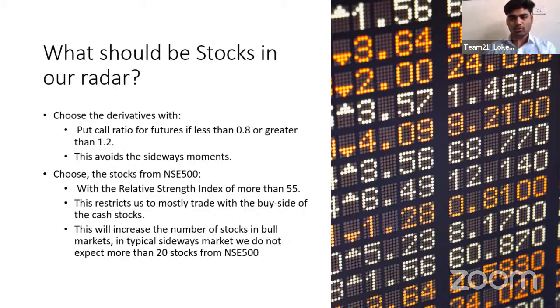It should be in the NSE 500 because we need the liquidity, and this also restricts us to mostly trade on the buy side of the cash market, because if RSI is above 55, the stock is most of the time in a bull run. In a typical sideways market, like in recent days and last week, you can't find more than 20 stocks in the NSE 500 with RSI above 55. So the expected number of stocks in a typical sideways market is 20, but in a bull market you can expect 40 to 50 stocks. And from the index futures and derivatives perspective, we will select the top 10 futures with the highest volatility based on the put call ratio.